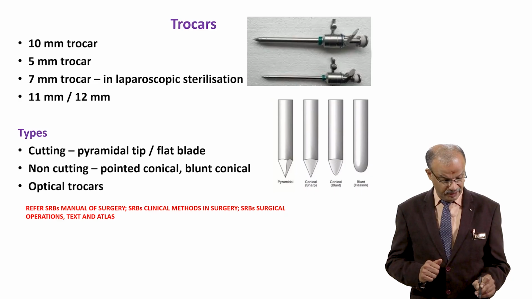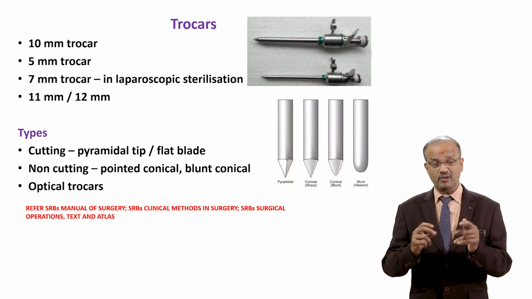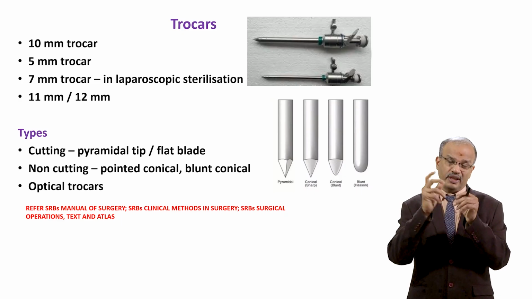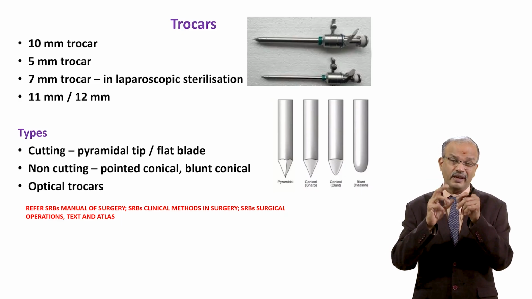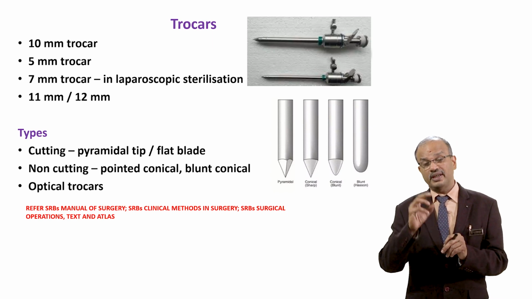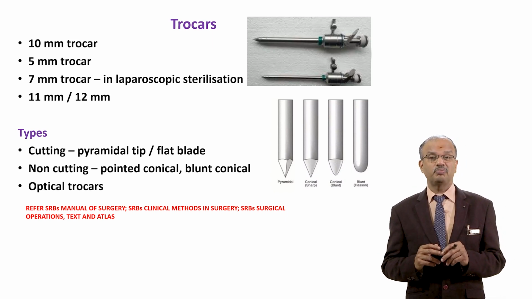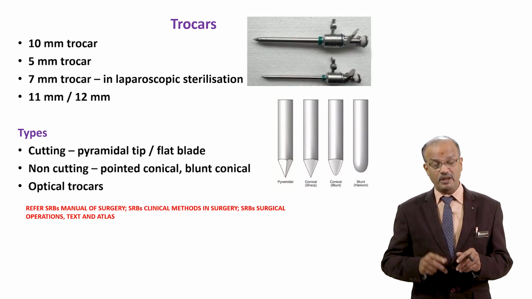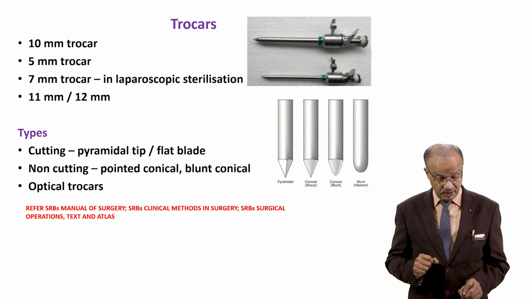So these are the different types. There are cutting, non-cutting, conical, blunt, and optical trocars. With optical trocars you can visualize as it slowly cuts a little bit, layer by layer, and enters, so that under vision you are entering the peritoneal cavity as the primary port. That's very useful. So the safety is more with optical trocars.